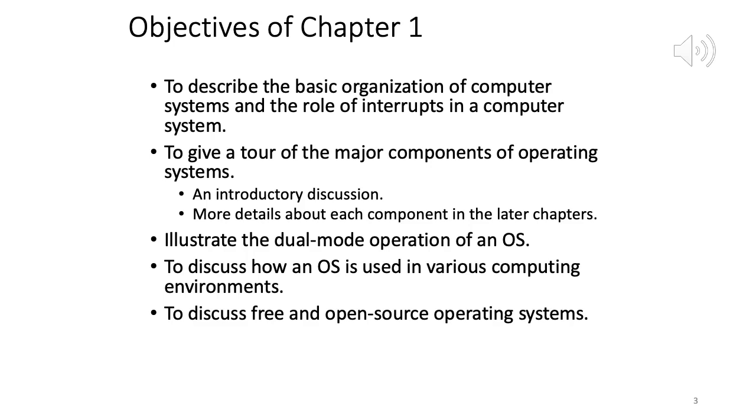We'll illustrate the dual mode operation of an OS, and how this dual mode offers a certain level of security in an operating system. We'll learn about that. Then, to discuss how an OS is used in various computing environments: a traditional environment, a mobile environment, multimedia environment, laptop, peer-to-peer environment, real-time environment, and so on. And finally, to discuss free and open source operating systems. We'll spend a couple of slides on that. So these are the learning objectives of chapter number 1.